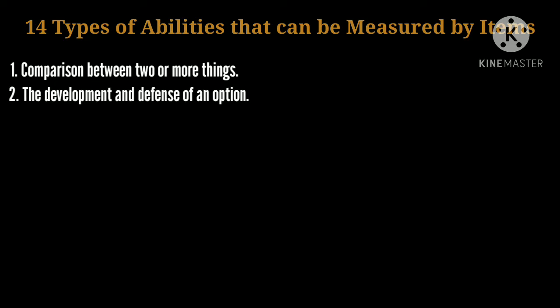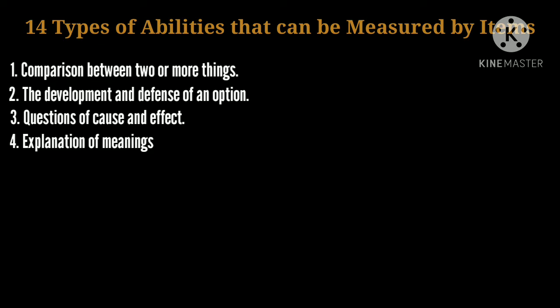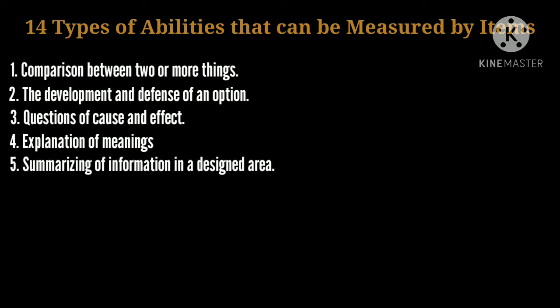So we have 14 types of abilities that can be measured by items. First, comparison between two or more things. Number two, the development and defense of an opinion. Number three, questions of cause and effect. Number four, explanation of meanings. Number five, summarizing of information in a designated area. Number six, analysis. Number seven, knowledge of relationship.